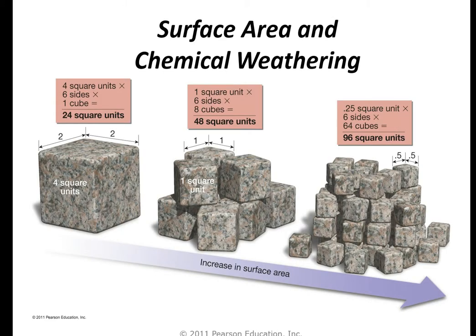If you have a rock that starts off with 4 square units on each side, it's got 6 sides to it, that's 24 square units. And you can see as it weathers down that the square units multiply and multiply to get more and more surface area the smaller the rocks go.